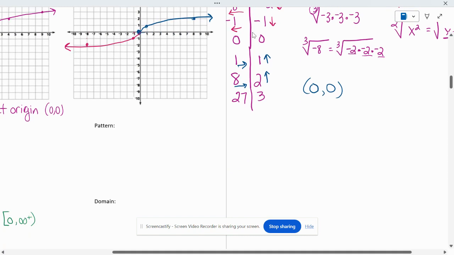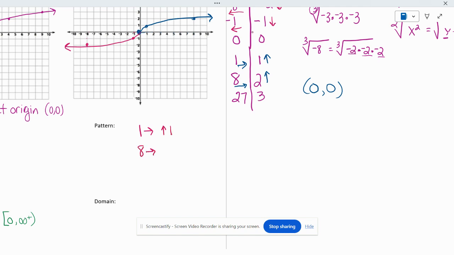Yeah. So the pattern, I'm going to write out your pattern. I'm going to do the positives first. If you go 1 unit to the right, you go up 1. If you go 8 units to the right, you go up 2. And then if you go 1 unit to the left, you go down 1. And if you go 8 units to the left, you go down 2. That's your pattern.